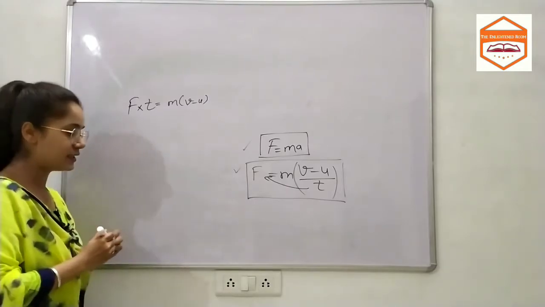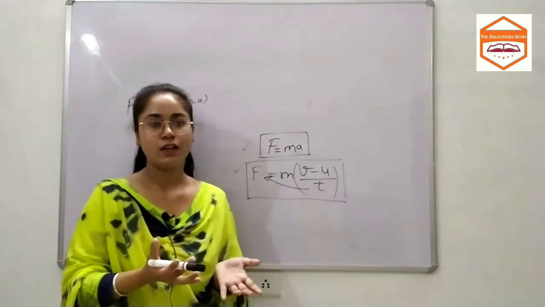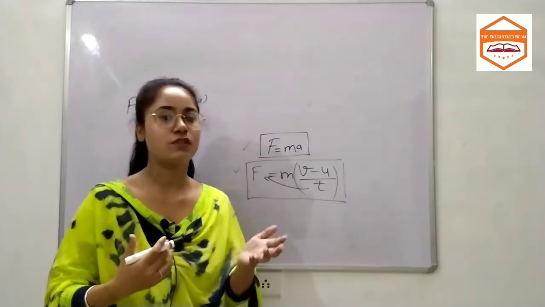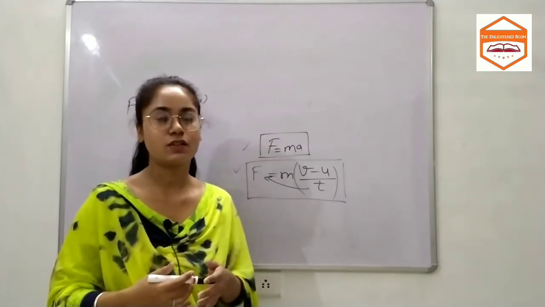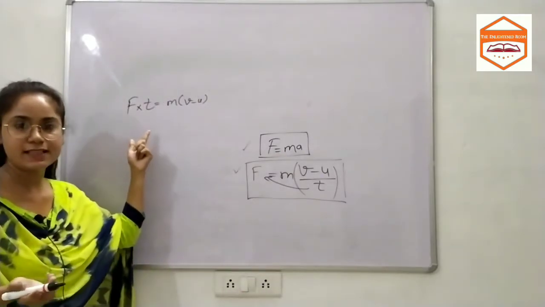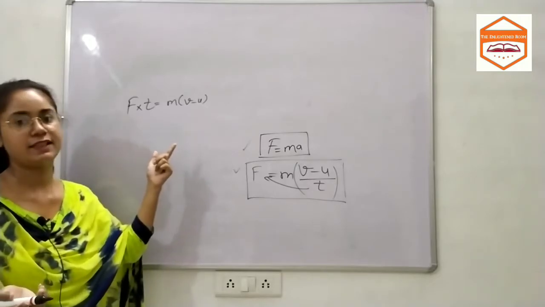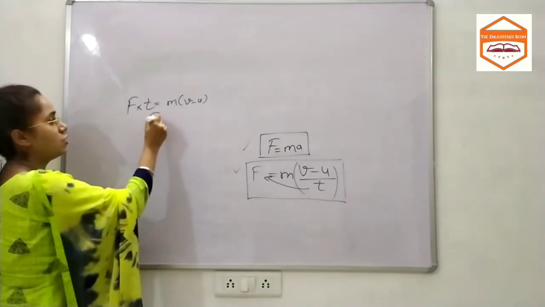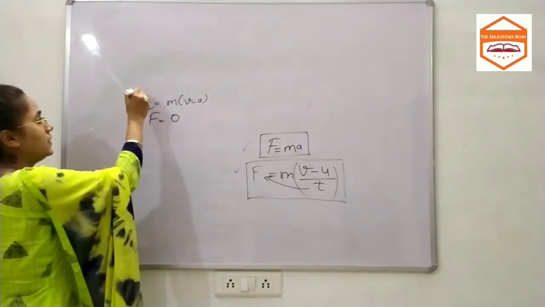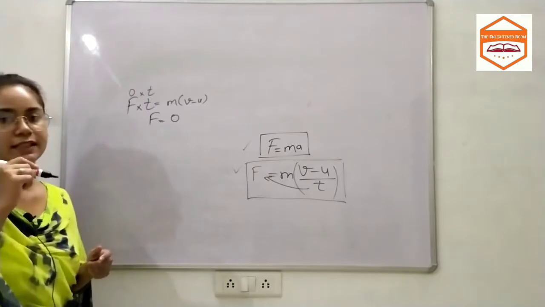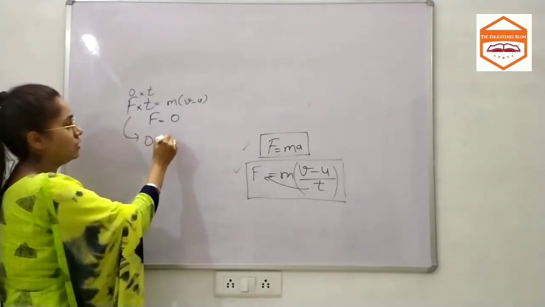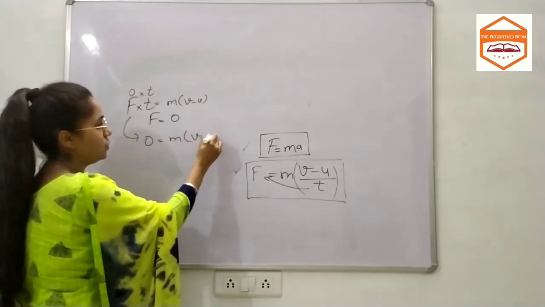Now let us suppose there is a body on which a force is not applied. That means there is a book on which a force is not applied. So if the force is not applied, that means that force is zero. There is no external force acting on the body. That means let us assume that F is 0. Now if this F is 0, 0 times t would be 0. So we would say that 0 equals m times (v minus u).